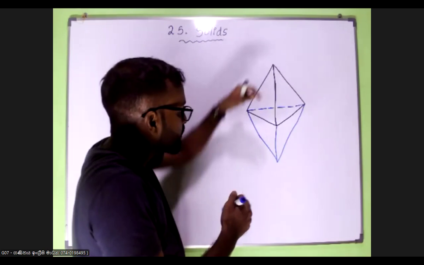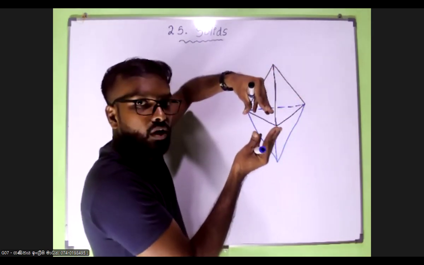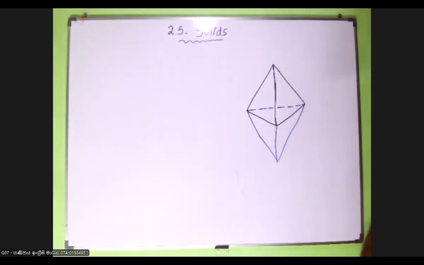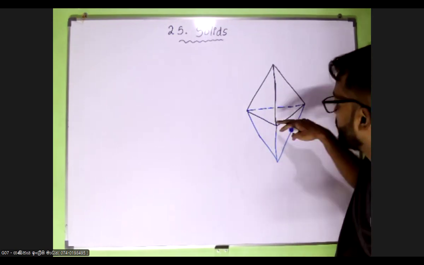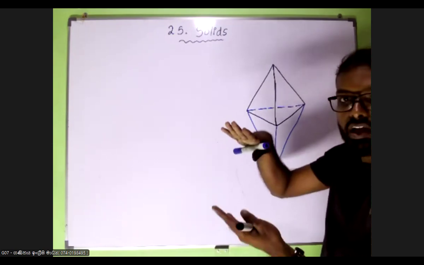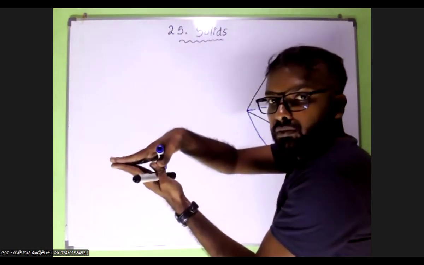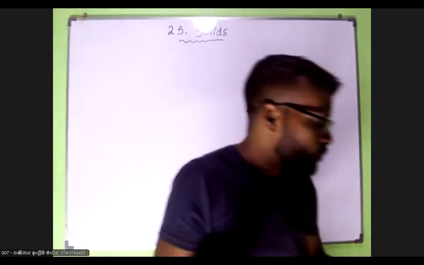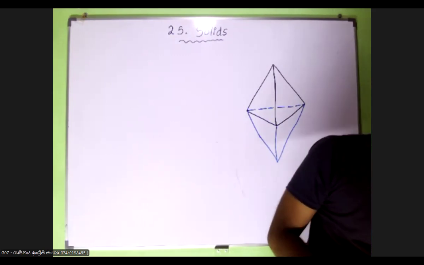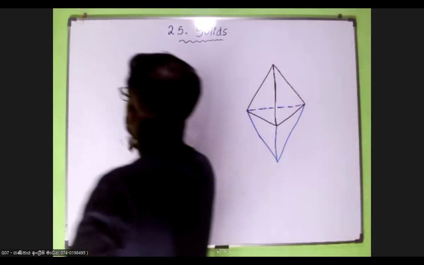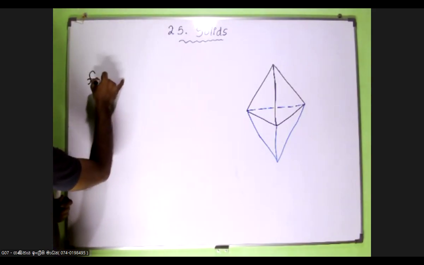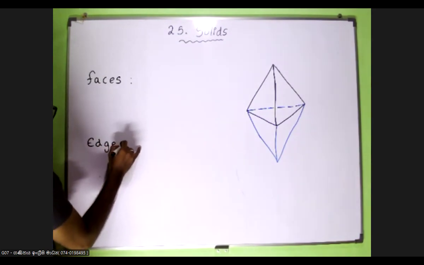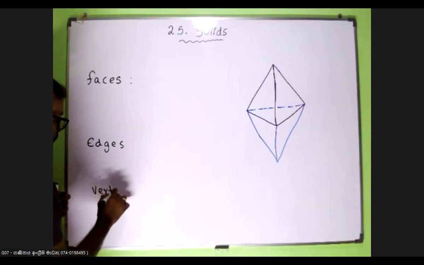Now these two tetrahedrons have been pasted on one another. This is the face that we have used to paste them together, one on the other. Now they are asking some questions for us to answer. First question, how many faces are there in the solid? How many edges are there in the solid? How many vertices are there in the solid?